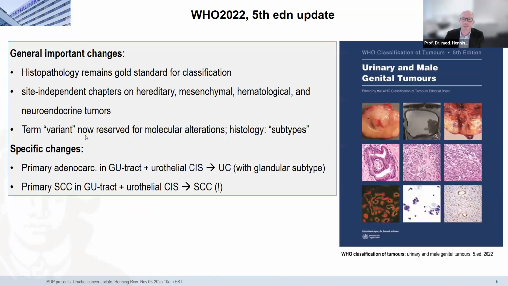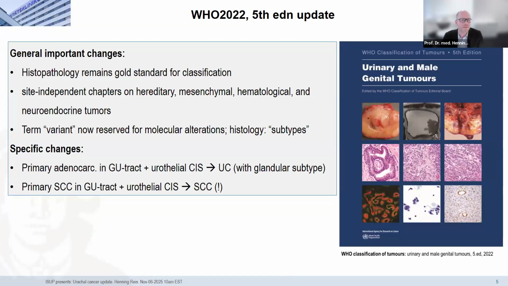WHO 5th edition changes. You all know that histopathology luckily remains the gold standard for classification. We have site-independent chapters on hereditary, mesenchymal, hematological, and neuroendocrine tumors, and the term variant is now reserved just for molecular alterations. Histology variants are now called subtypes.